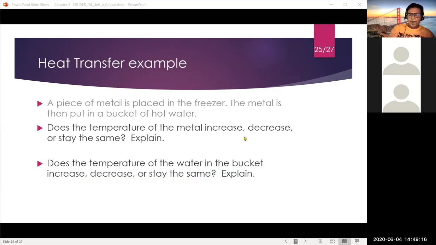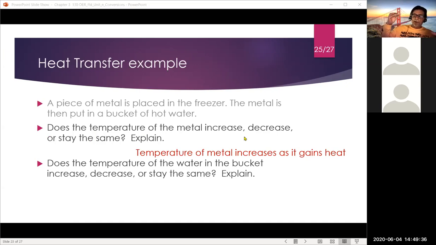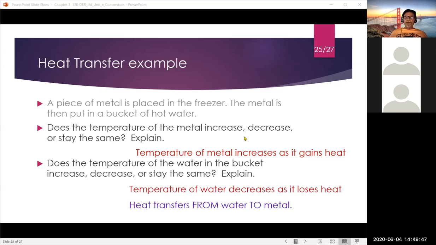Okay. Some other examples, you got a piece of metal in the freezer. The metal is then put in a bucket of hot water. Does the temperature of the metal increase, decrease, or remain the same? Well, temperature of the metal increases as it gains heat because it's cold. All right. You got a bucket of hot water, high energy, it is going to transfer that heat from the water to that cold spoon. Okay. So what happens is the temperature of water decreases. Why? Because it loses energy, and the heat transfers from the water to the metal.